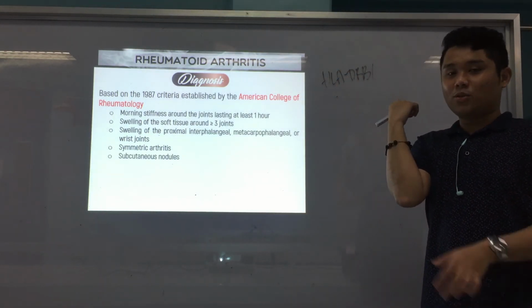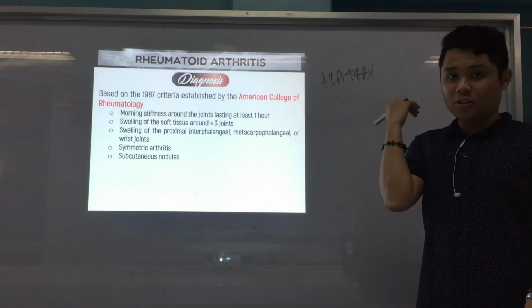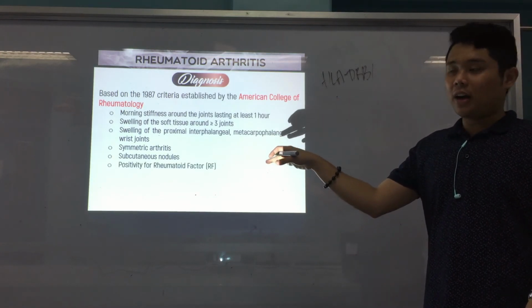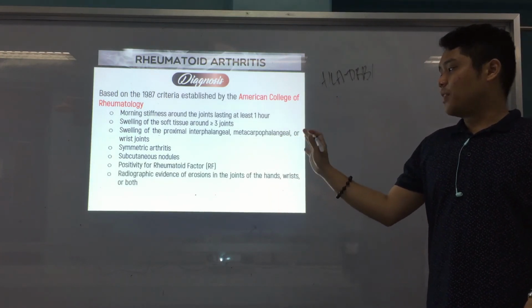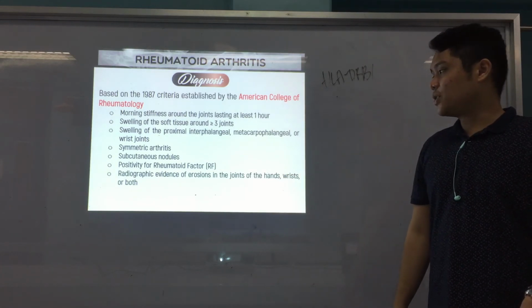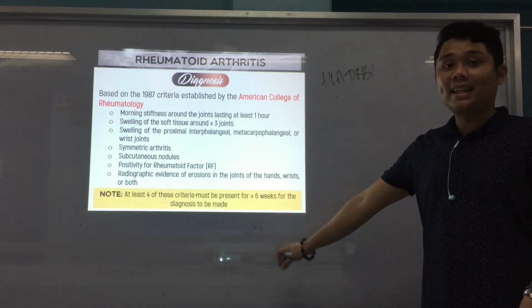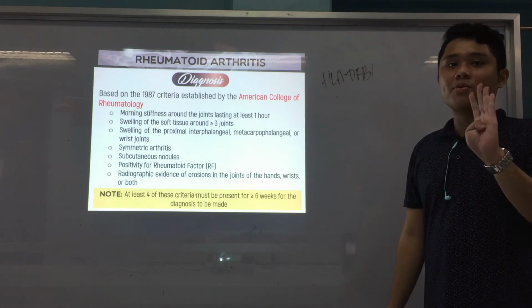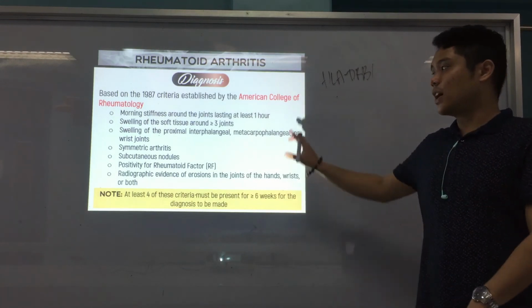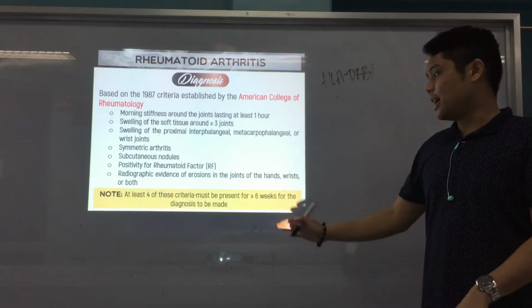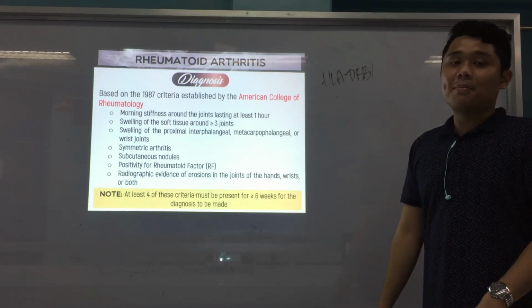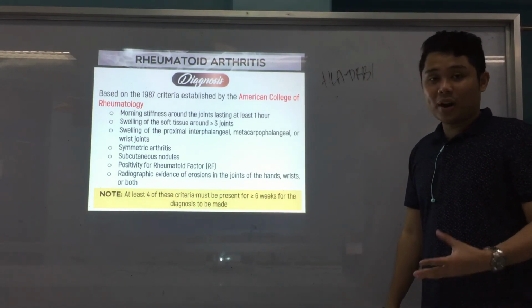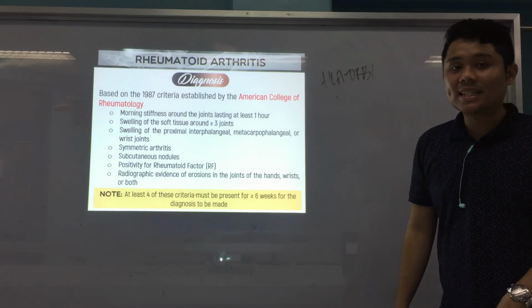Subcutaneous nodules, para sa picture ganina, na yung murag nodules na makitaan. Positivity for RF, radiographic evidence of erosions in the joints of the hands, wrists, or both. And again, at least 4. So minimum of 4, so 4 and above of the criteria. If na-meet na siya, then the diagnosis can be made. And it's lasting for or present for greater than or equal to 6 weeks.